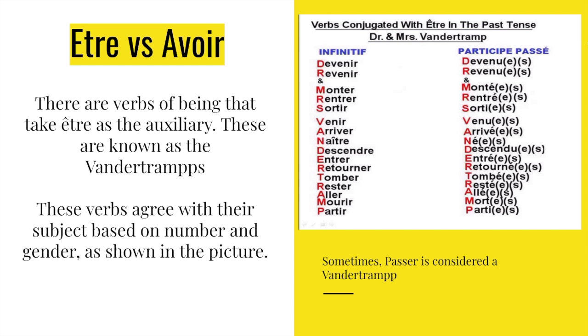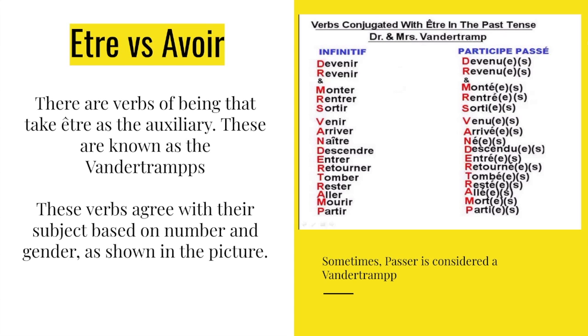While most verbs take avoir as the auxiliary, some verbs take être. These are known as the Vandertramps, or verbs of being. These verbs agree with their subject based on number and gender, as shown in the picture. Just a note, passé is sometimes considered a Vandertramp depending on what it's used with. If it's used with a person or something that can be, or if it's used with an action such as, like the time, passing the time.